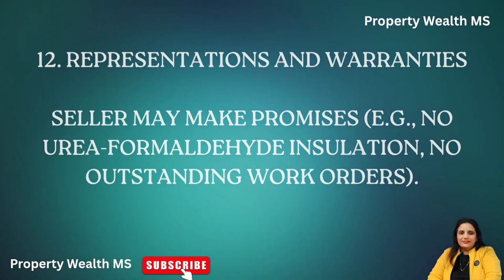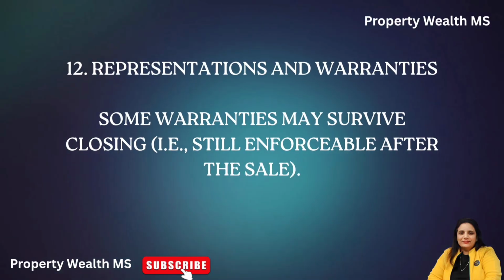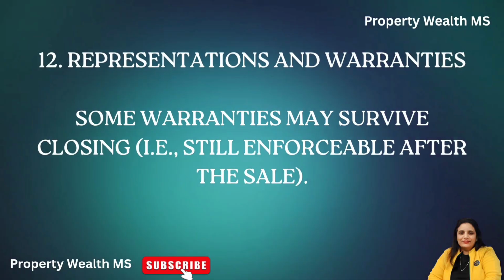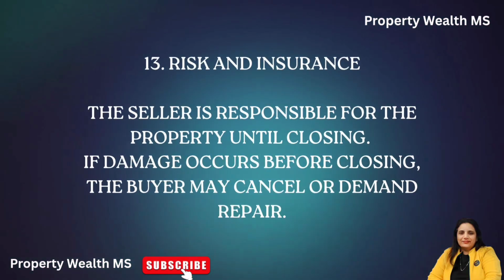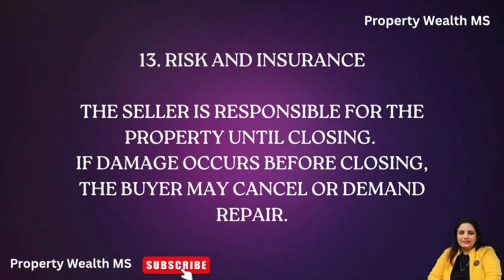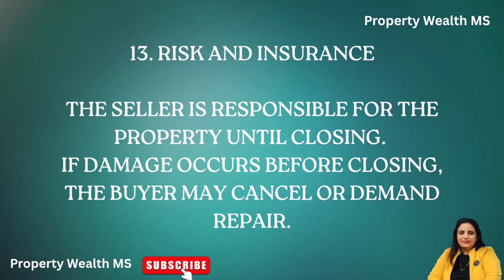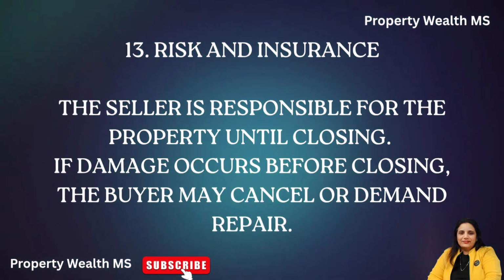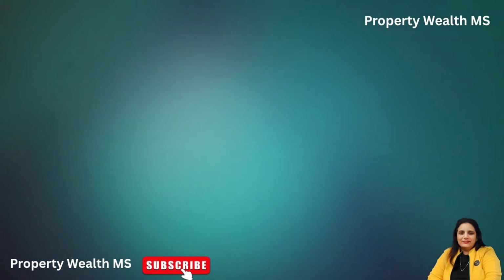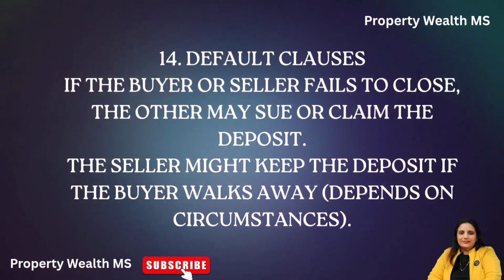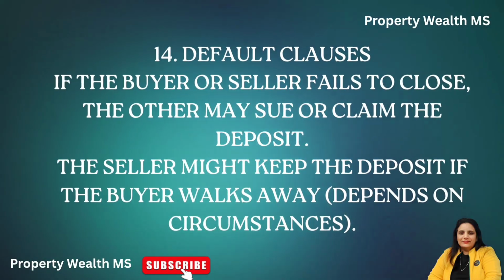Representations and warranties. A seller may promise there are no outstanding work orders or no urea formaldehyde insulation in the home. Some warranties may survive closing, still enforceable after the sale. Next is risk and insurance. The seller is responsible for the property until closing. If damage occurs before closing, the buyer may cancel or demand repair, or negotiate on that.